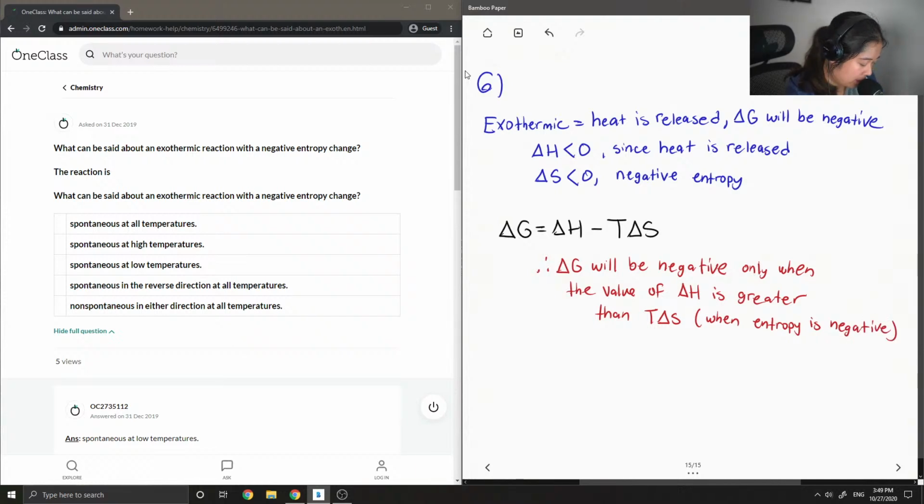Just so that we're on the same page. So therefore, if we look at all of the different options they give us, it's not going to be spontaneous at all temperatures, because at high temperatures, delta G won't be negative anymore. So it won't be spontaneous at all temperatures. It won't be spontaneous at high temperatures. It'll be spontaneous at low temperatures. So we know that that's correct. Reaction is spontaneous at low temperatures.